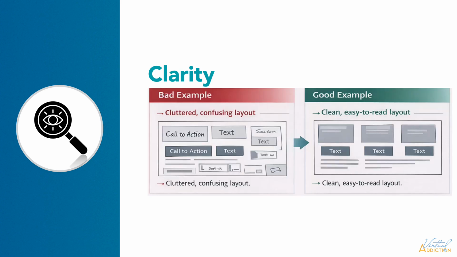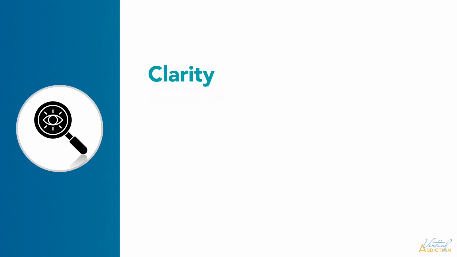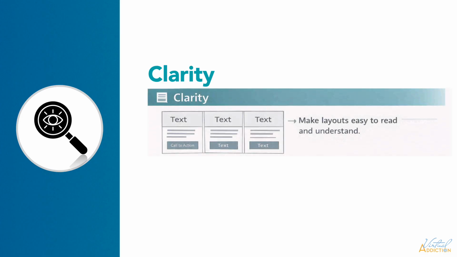Here's an example of clarity. On one side, everything is jammed together with no clear structure. On the other, content is spaced out and sections are clearly labeled. This makes everything easy to read and understand. A clear wireframe leads to fewer questions later, especially when you start designing or building the website.